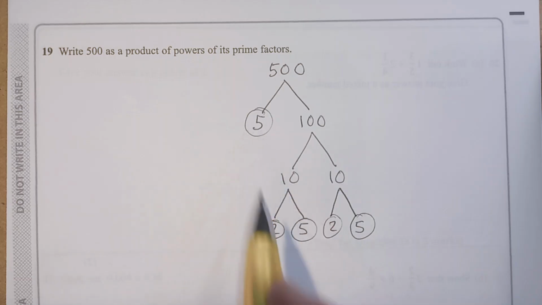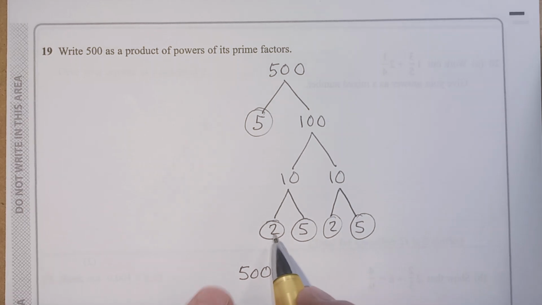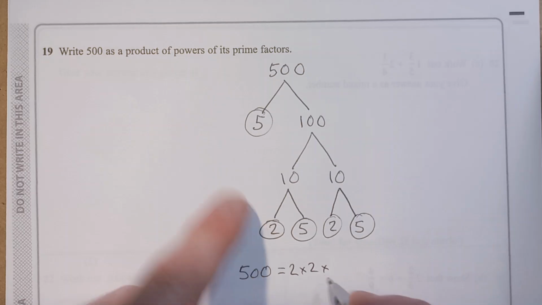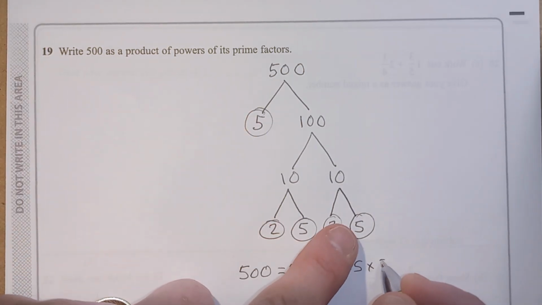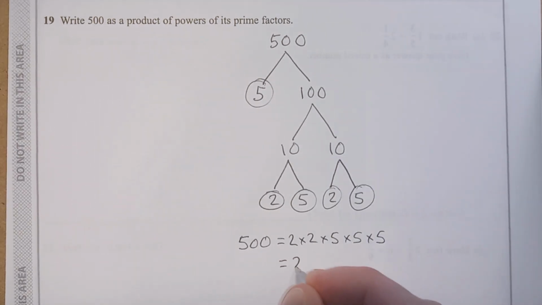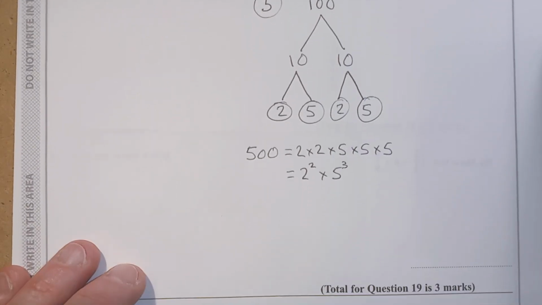So we just want to multiply all of these together. So we can say that 500 is equal to, well, it's going to be 2 times another 2 times 5 times 5 times 5. If you want to, you could write it as 2 squared times 5 cubed. But either format would do. And that gets you 3 marks.